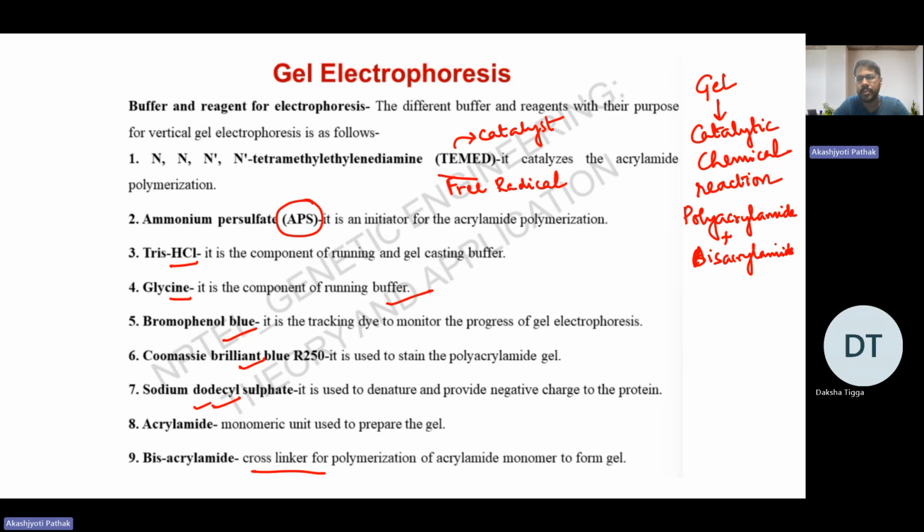Ammonium persulfate will provide the free radical, and when you add TEMED, which is the catalyst, it will start the free radical reaction. How the reaction takes place, we will learn in the next slide. So remember the components. TEMED is your catalyst. APS provides the free radical. Tris is providing the pH to the media, and the SDS is linearizing the protein and giving a net, or uniform, negative charge.